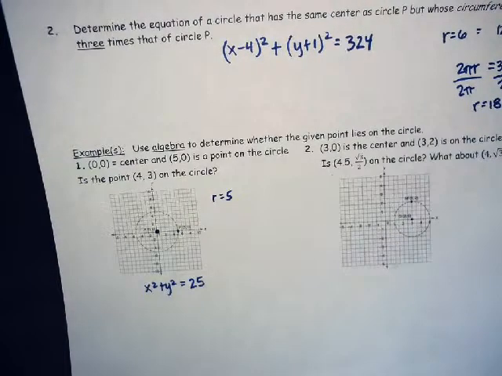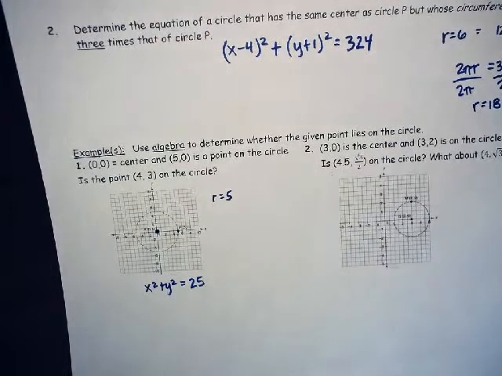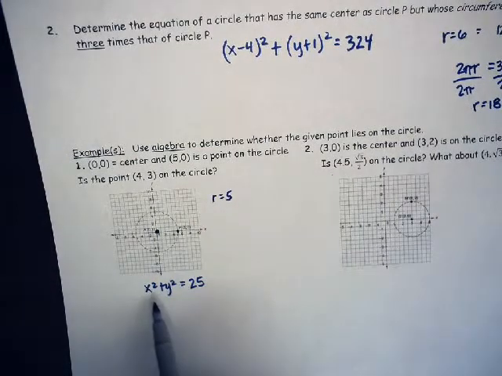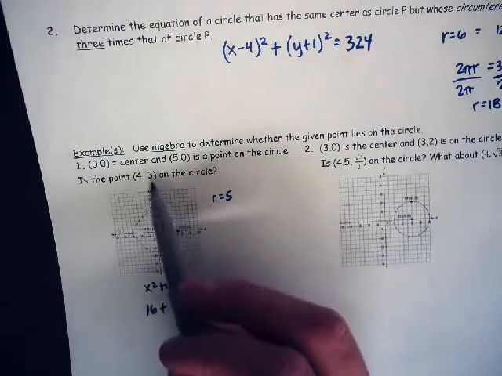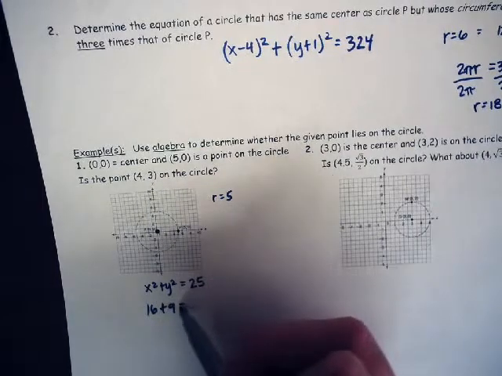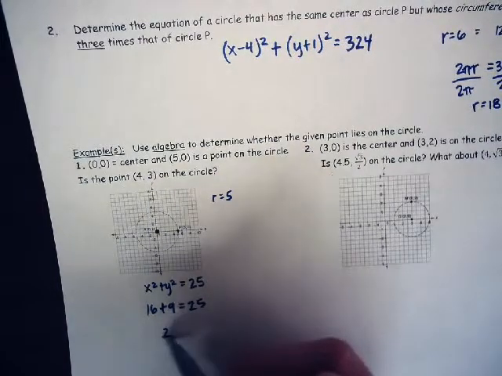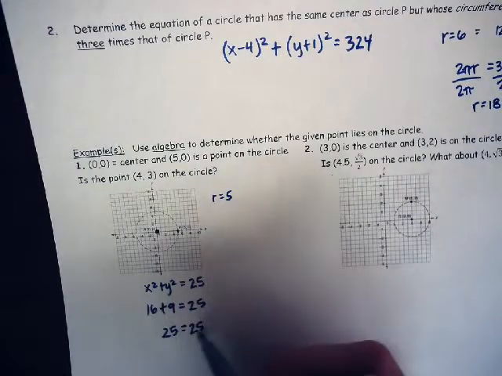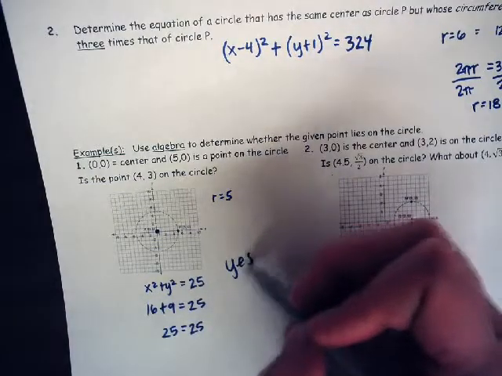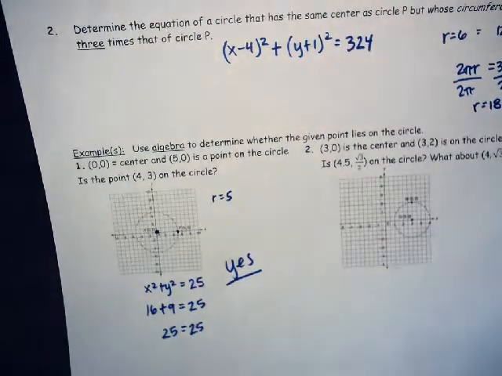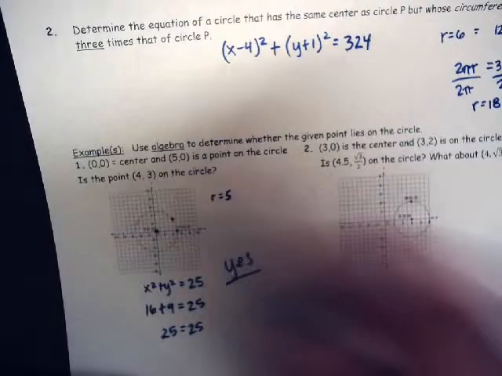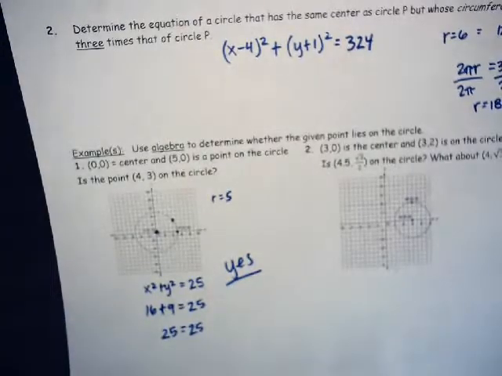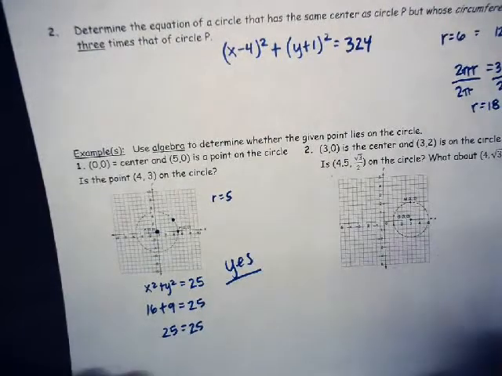The question says, is (4, 3) a point on the circle? In order for that to be true, it has to satisfy this equation. So I can take 4 squared, and I get 16, plus 3 squared, and I get 9, equals 25. And that is true. 25 does equal 25. So yes, it is on the circle. And it certainly looks like it. If we go over 4 and up 3, that's right here. But we can't always go by looks. We have to test it.